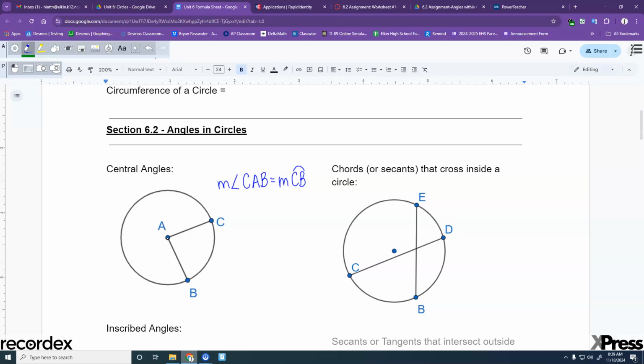Okay, so if we want to do an example for this, that means if this angle right here was, let's say, 55 degrees, what would the measure of arc CB be here? Also 55 degrees.